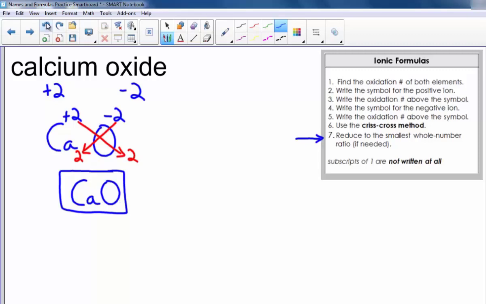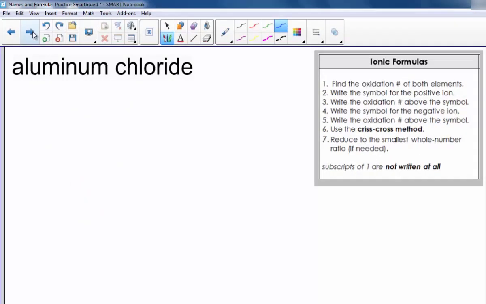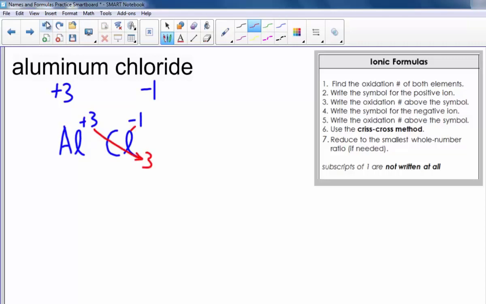So let's move on to the last problem on the page. We've got aluminum chloride. Now aluminum, that's in group 13, so it's got a +3 oxidation number, and chlorine is in group 17 with a -1. And so I can write the symbol of the positive with a +3, and I can write chlorine with a -1. And so I'm going to use the crisscross method and put the 3 and bring the 1 right there. And it looks like that's a 1:3 ratio, and so I can leave it as AlCl3 for the final answer.